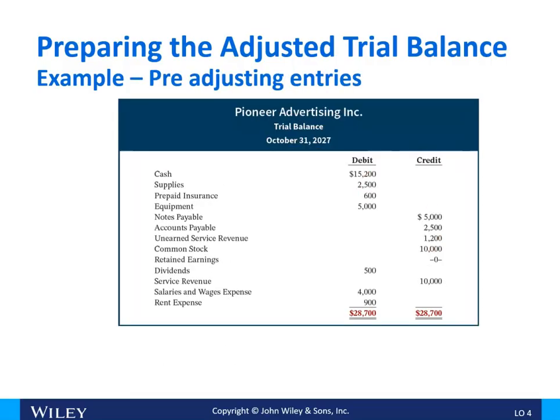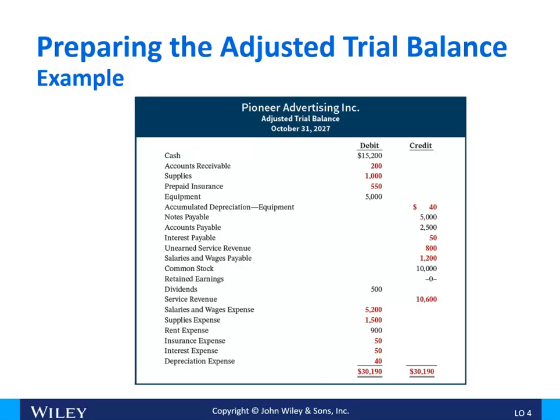So here's the unadjusted trial balance. We looked at that in the previous chapter and how we do that. If we look at the adjusted trial balance, you see that we have different balances in certain accounts. We've added some accounts that weren't on the trial balance before because we hadn't recorded any entries into those accounts.